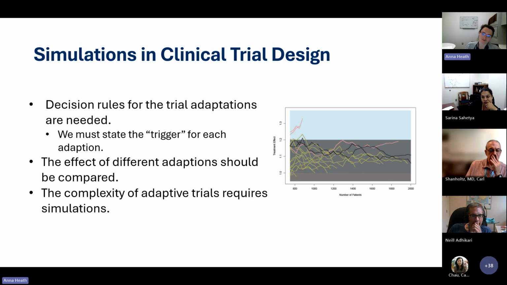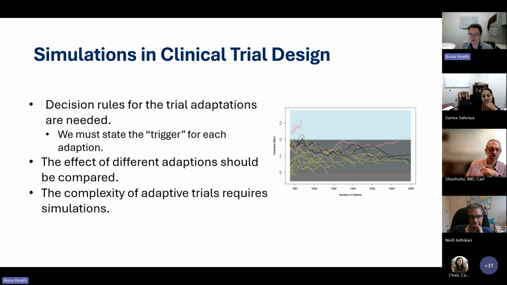And because these adaptive trials are very complex, we often require simulations. So in a fixed design, you can often use formulas that allow you to calculate the sample size analytically, which means that you can have an online calculator that does it all for you. But in these adaptive trials, there's really no way to do that analytically, or it's very rare to be able to do that analytically. So we have to do these simulations.